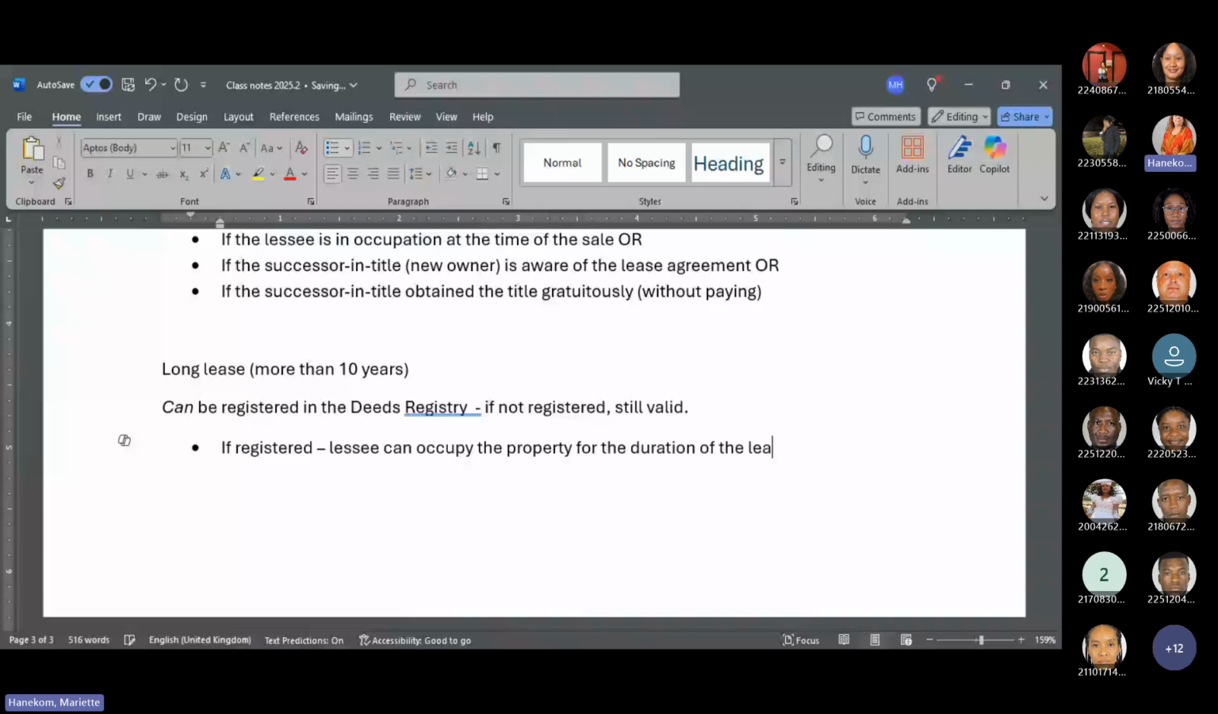So if Mitchell rented a farm for 20 years and that lease agreement was registered in the deeds registry, and after she's only been there for a year, the owner of the property, the lessor, sells the property. If it was registered, she can remain in occupation. She can continue with her lease agreement for the remainder of the lease. So she can continue, if it was only a year that's passed and it was a 20-year lease agreement, she can literally continue for a further 19 years.